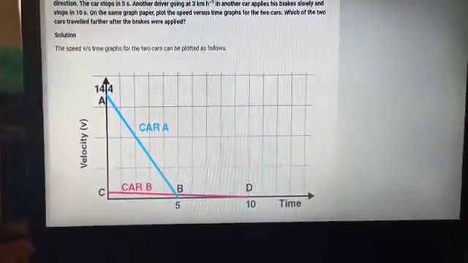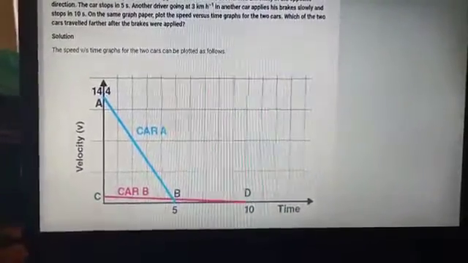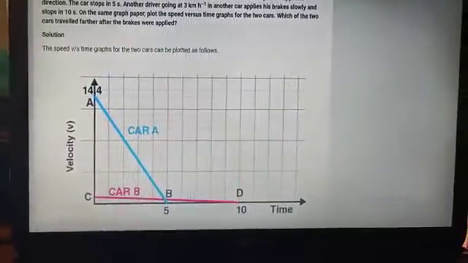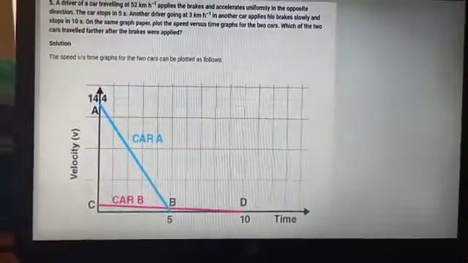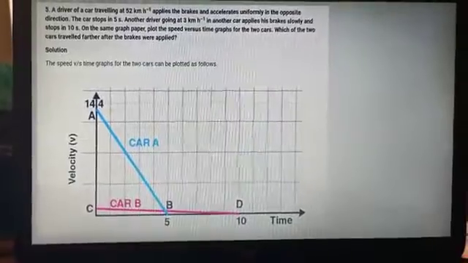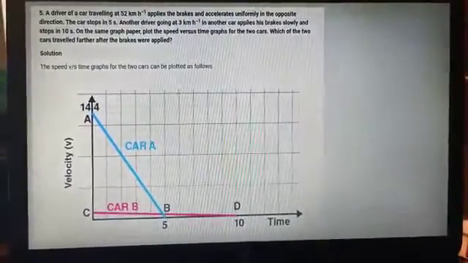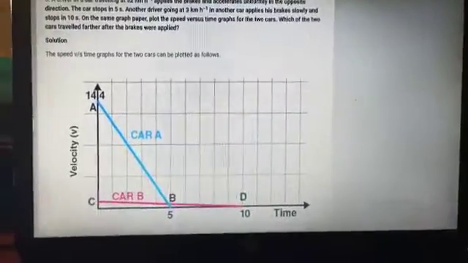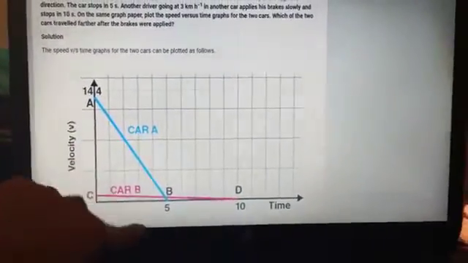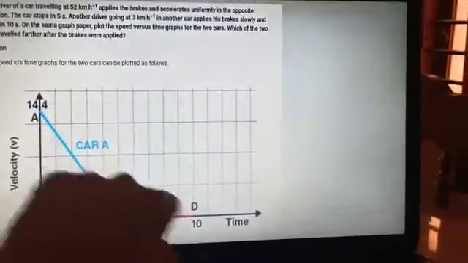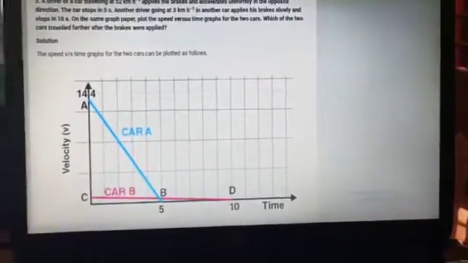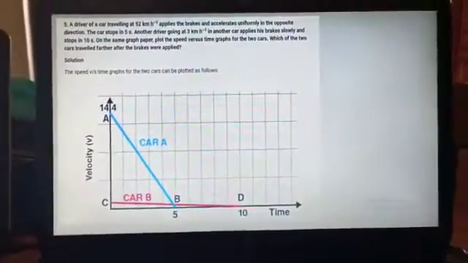So this is the graph that you will plot for speed versus time, or velocity versus time. So 52 kilometers per hour, and in 5 seconds the car stops. The other one is going at 3 kilometers per hour and it stops at 10 seconds. So you can see it stops. So at 5 it comes and touches 0. At 10 it comes and touches 0. So at 5 and 10 respectively the cars have stopped.